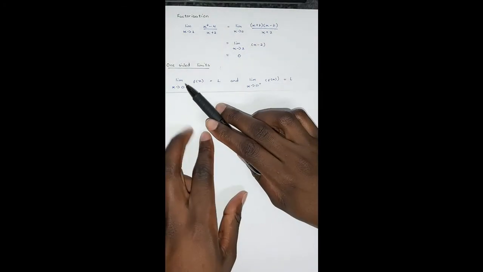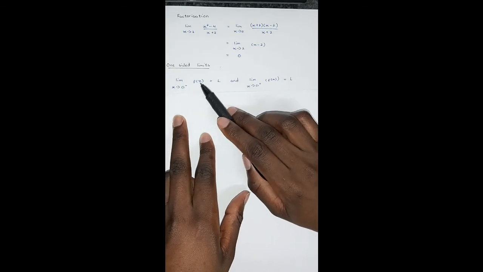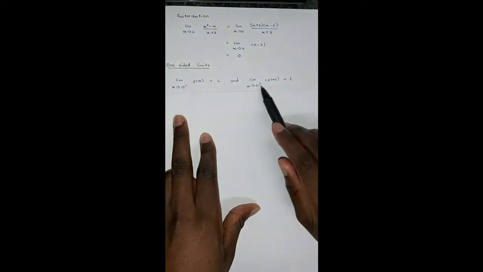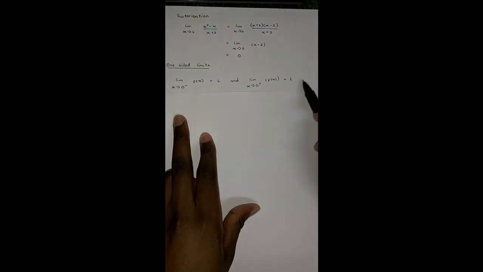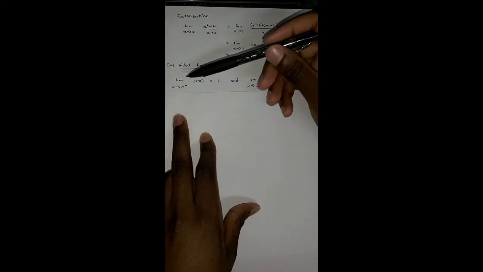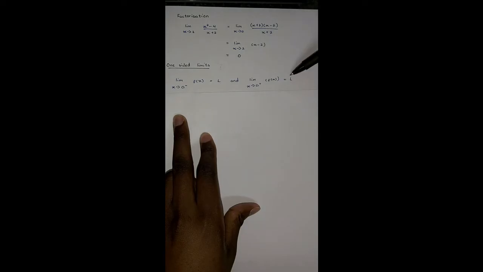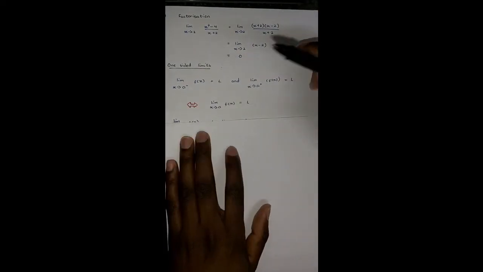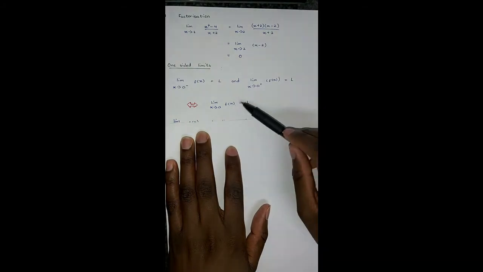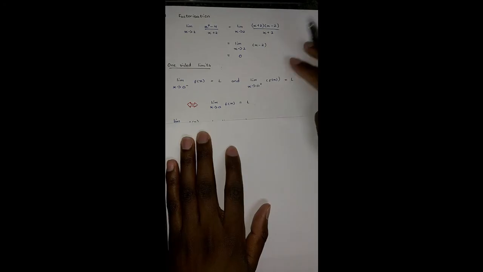For example, here we have the limit as x approaches a from the negative of f(x) is equal to L, and the limit as x approaches a from the positive of f(x) is equal to L. If this is the case, where the limit from the negative and the limit from the positive give you the same value, then you can clearly say that the limit as x approaches a of f(x) is equal to that value L. But if the limit from the negative is not equal to the limit from the positive, then the limit of f(x) as x approaches a does not exist. So please be wary of that.